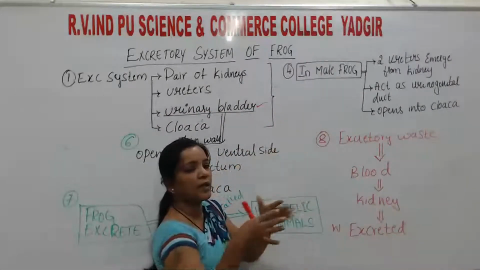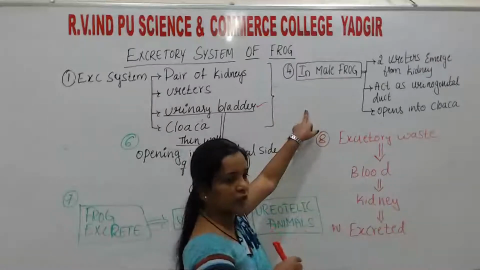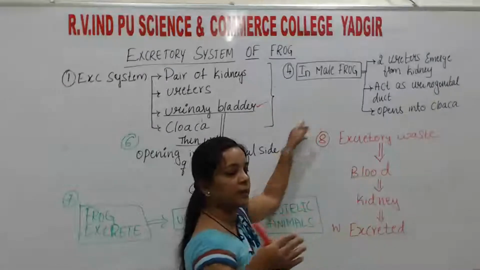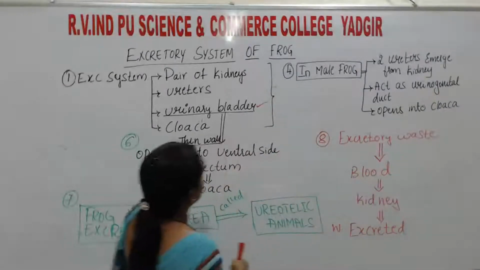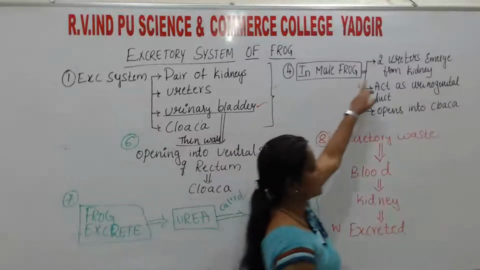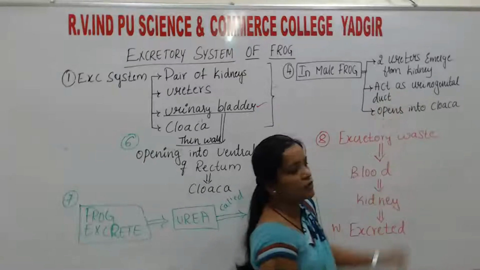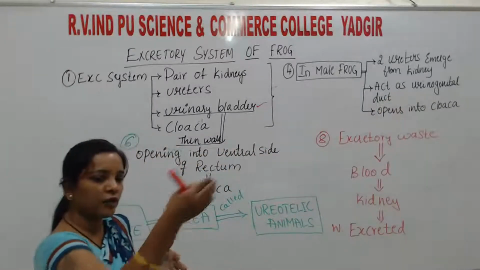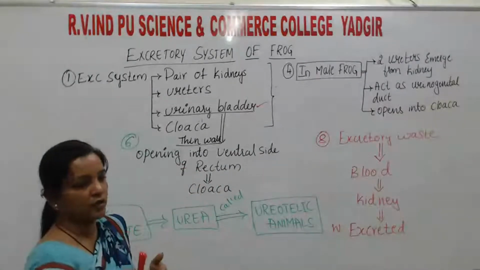There is no separate opening in the cloaca. But in the female, as we have studied, the ureters as well as the oviduct open separately into the cloaca. Now in the male, the two ureters emerging from the kidney are called urinogenital ducts, meaning they are common for collecting the sperm and also the urine.